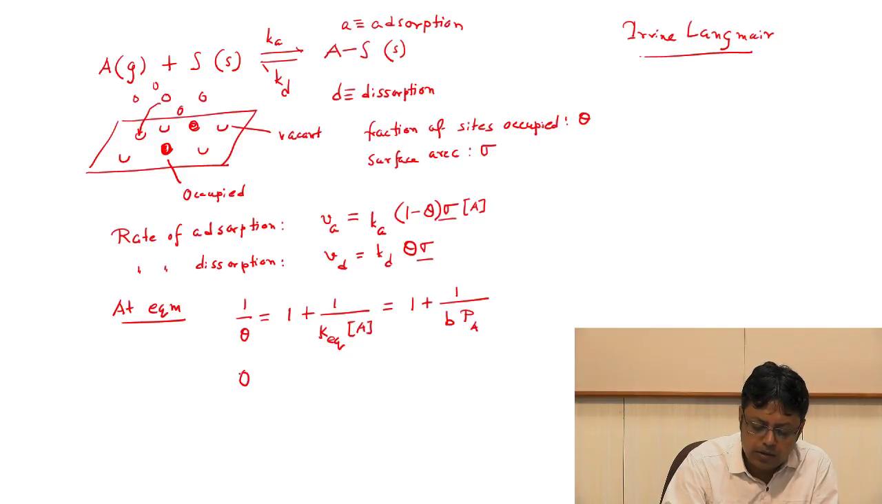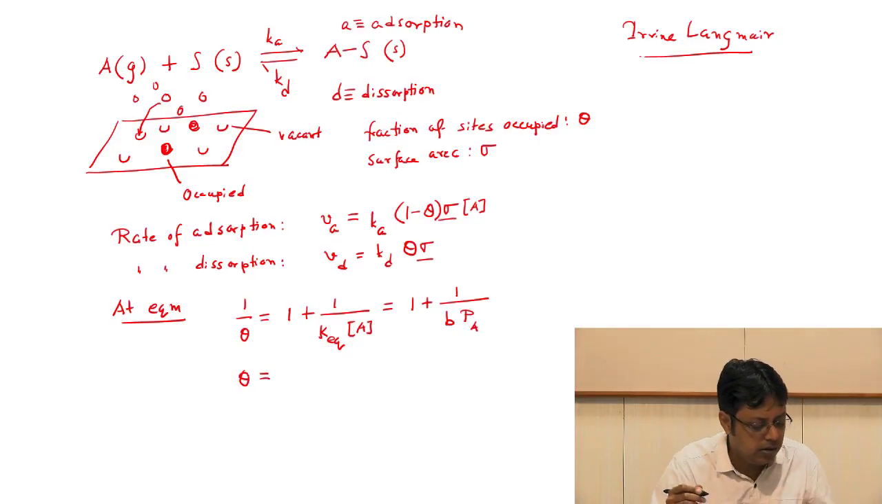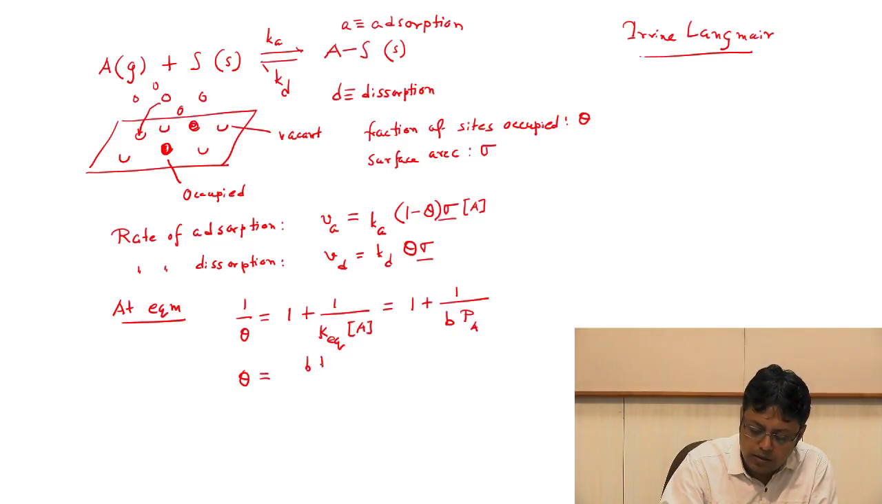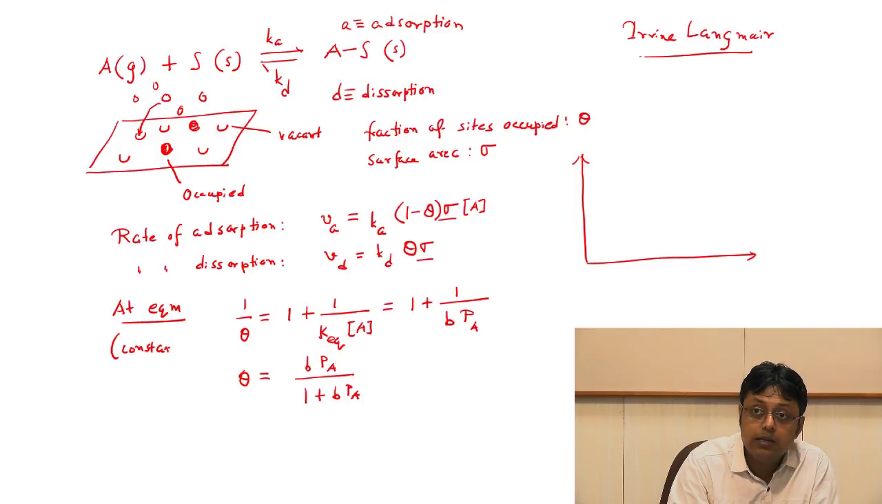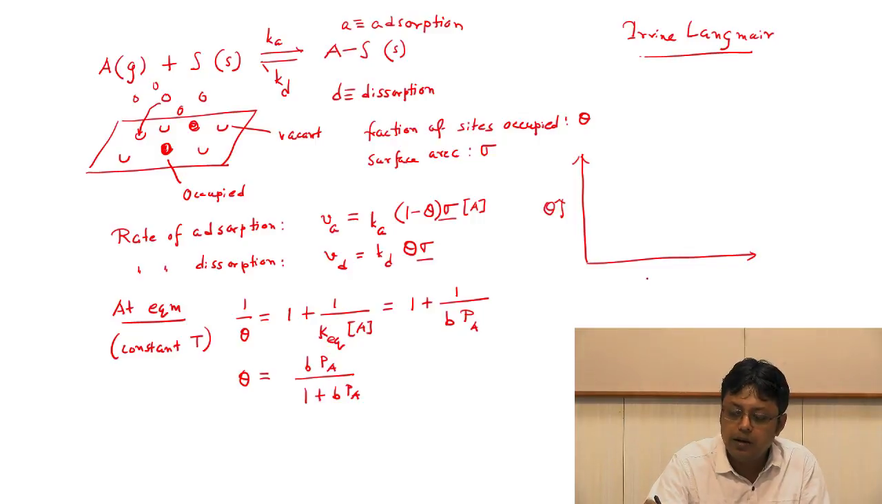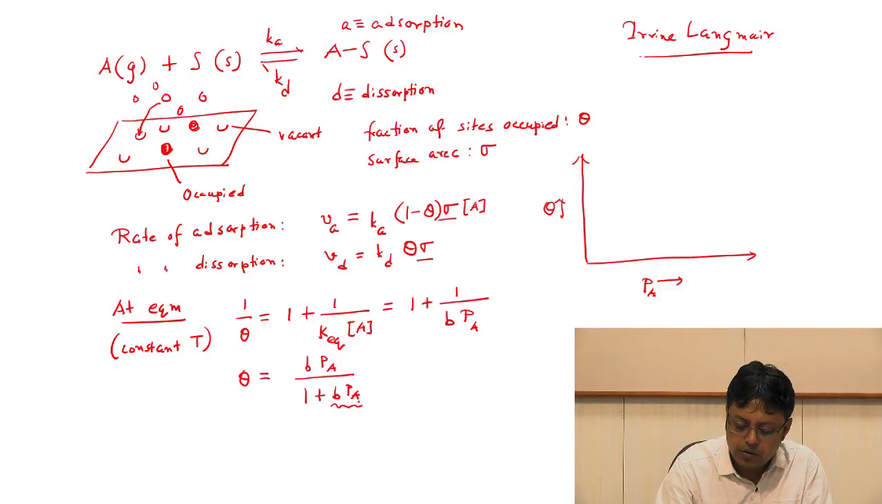Now we can also write what is the value of theta. You can just rearrange it. You will see that theta will be B into PA divided by 1 plus B into PA. Now if you want to plot it, this is known as the adsorption isotherm, because we said that we are doing this experiment at constant temperature. If we plot theta, the fraction of sites occupied, versus the pressure of the gas, you will see that at low pressure I can actually ignore the term B into PA compared to 1. So it is linearly proportional to PA. So it will have something like this.